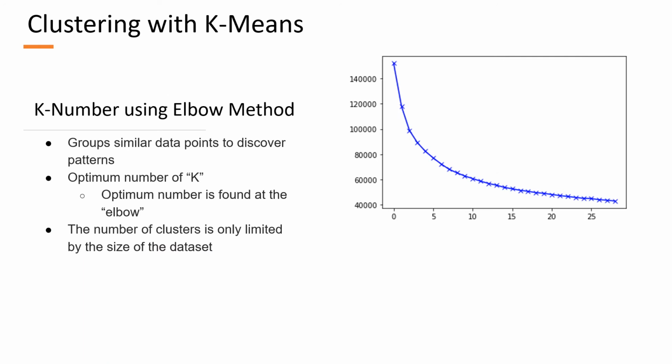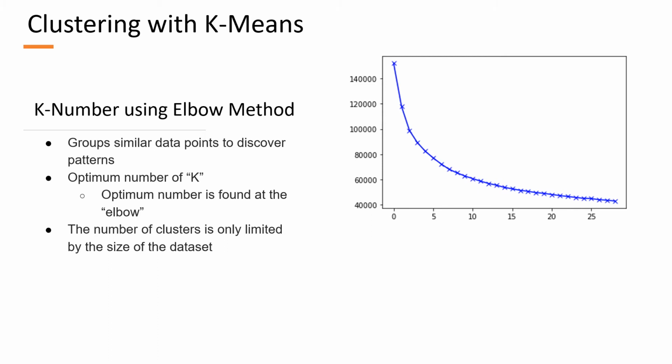Thanks a lot, Joel. The objective of k-means clustering is quite easy to understand. It tries to group similar data points together to discover underlying patterns. To achieve this, we need to find the optimum number of k, also known as centroids. It assigns every data point to the nearest cluster by reducing the in-cluster sum of squares.